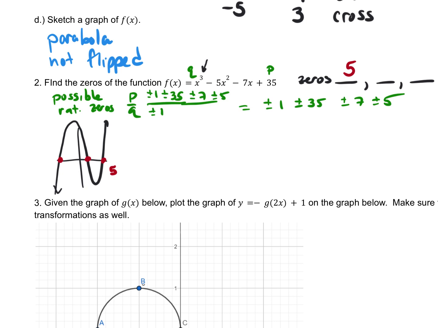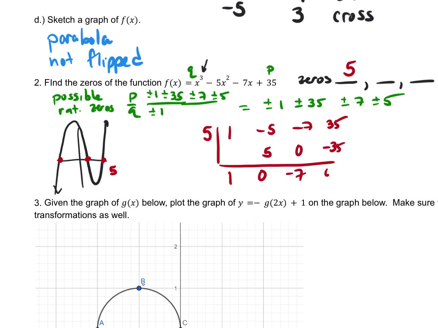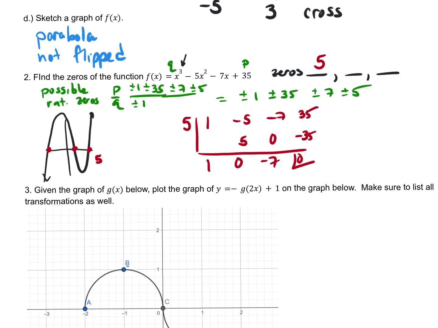Once you have one that works, or two that work, or however many, I'll go ahead and divide those out. So I'll divide out into this polynomial: 1, 5, 0, 0, negative 7, negative 35. My remainder is 0. The nice thing is we now have a polynomial of degree 2, so this is x squared minus 7. To find my other two zeros, I'll figure out when x squared minus 7 equals 0.